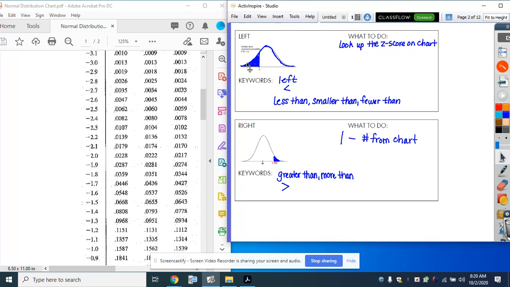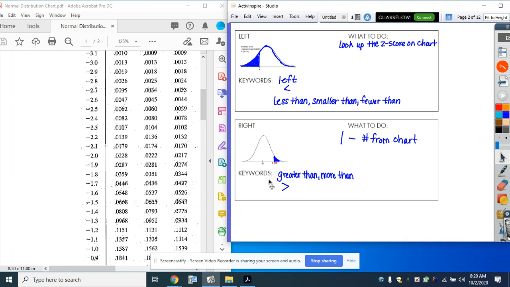So what we did was we made a list of keywords. So if I'm coming from the left, the word left may be in there. I may have a less than symbol, or I may have the words less than, smaller than, fewer than. All of those mean that I'm coming from the left. When I do anything from the left, all I'm going to do is look up the Z-score that I have on this chart over here on the left, because that's the way they were computed, to come from the left.